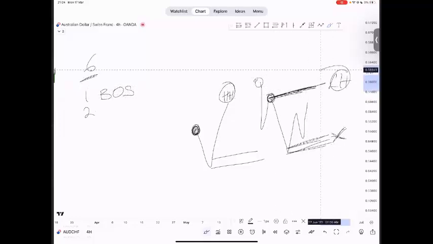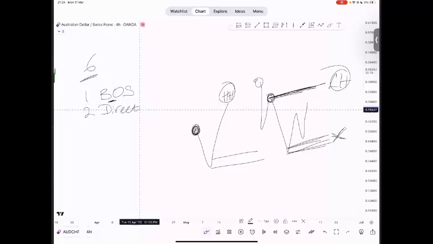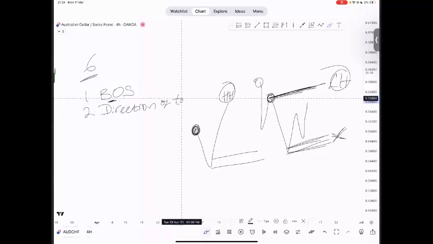So for you to say that a zone is a valid demand or supply zone to buy from, you must put in a new break of structure. And then the next one that I mentioned was the direction of the trend.